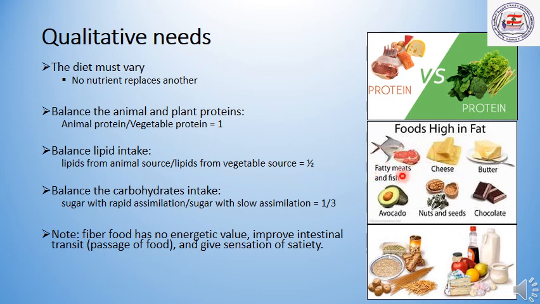Also, balance the carbohydrate intake. Sugar with rapid assimilation, which means small sugars instead of complex sugars, like glucose, for example, divided by sugar with slow assimilation, complex ones, big ones like starch, equals 1/3. Keep in mind that fiber food has no energetic value. However, it improves the intestinal transit and gives sensations of satiety, fullness.